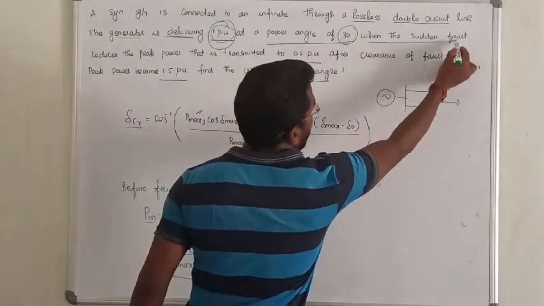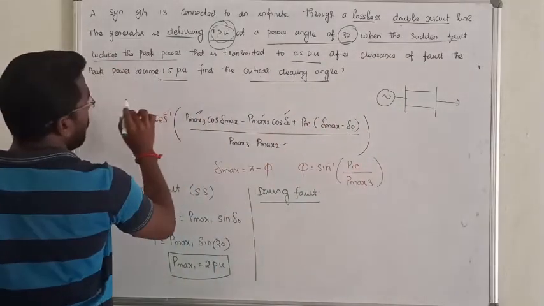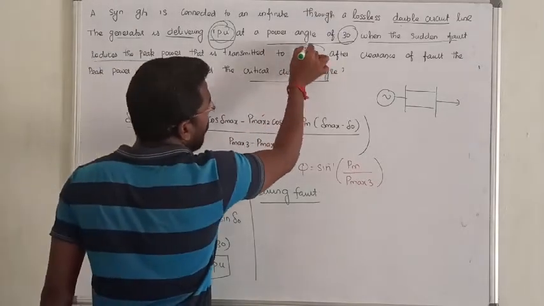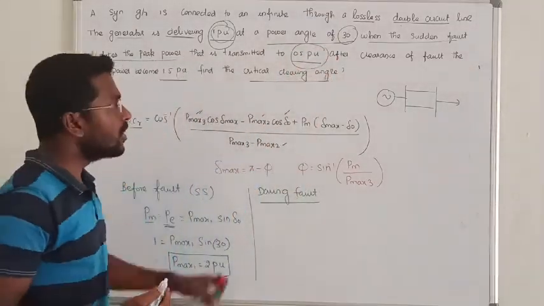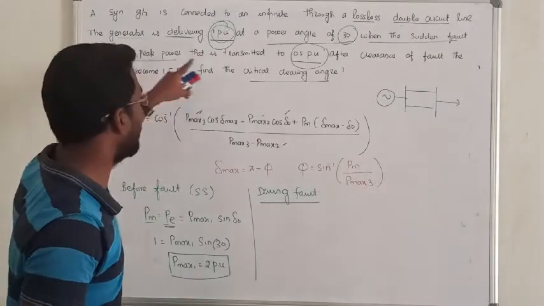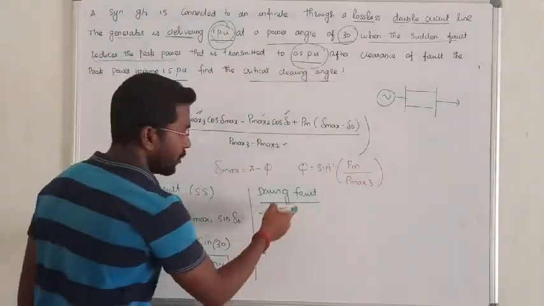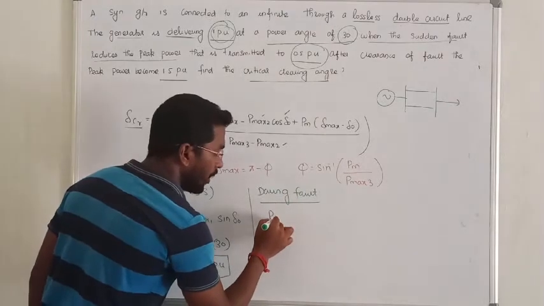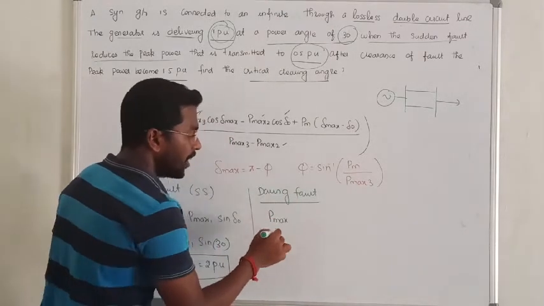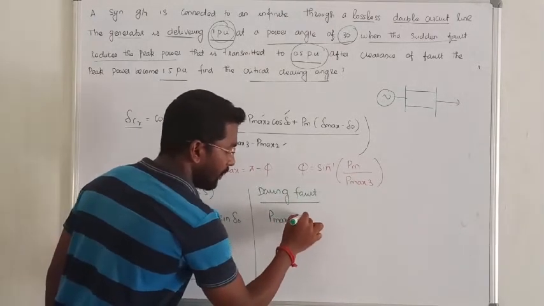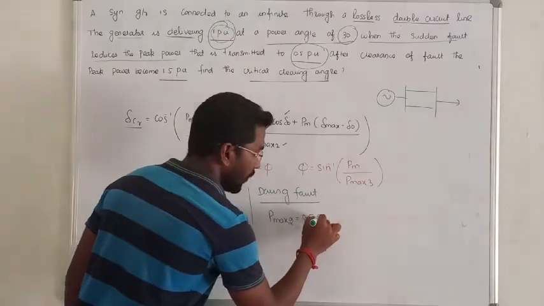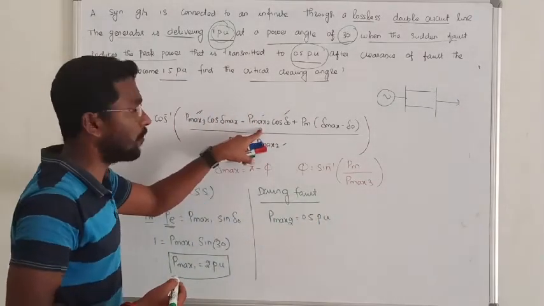When the sudden fault reduces the peak power that is transmitted to 0.5 per unit, right? So system la fault நடக்கும்போது power value என்ன reduce ஆயிருக்கு அப்படினா 0.5 per unit reduce ஆயிருக்கு, right? So what is the conclusion? That is during fault la peak power அப்படினா Pmax, during fault that is Pmax 2, that value has been given as 0.5 per unit. Now we found the value of Pmax 2.